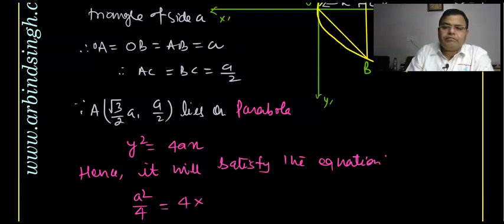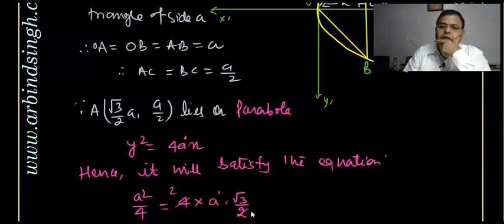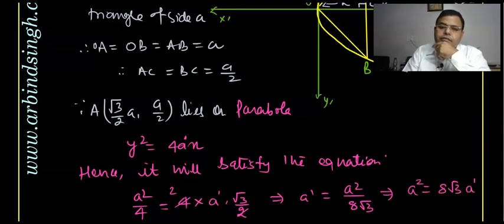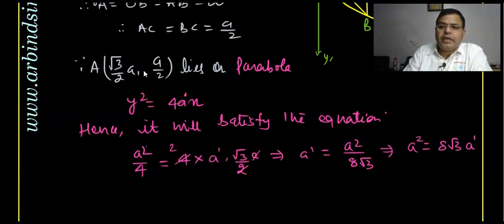a is already given, so we can choose some other variable. Say this a is a dash, right? a dash, and x is what? x is root 3 by 2 a, isn't it? So here a dash will be, this cancels, 2 will come this side, so it will be a square by 8, 4 to the 8, root 3 a dash. Now a square is equal to 8 root 3 a dash. x is root 3 by 2 a, so one a and one a cancel out, so here it will be left only a, not a square. So a is equal to 8 root 3 a dash.